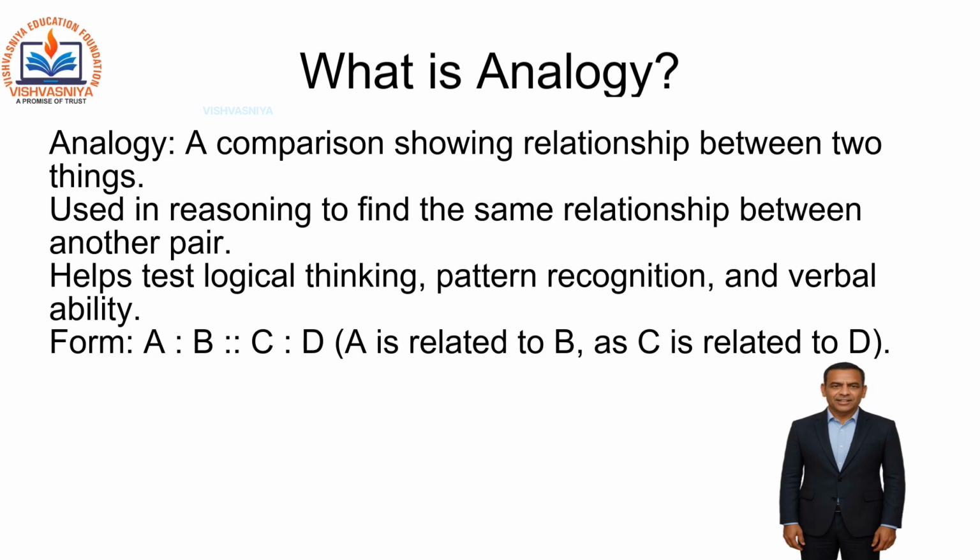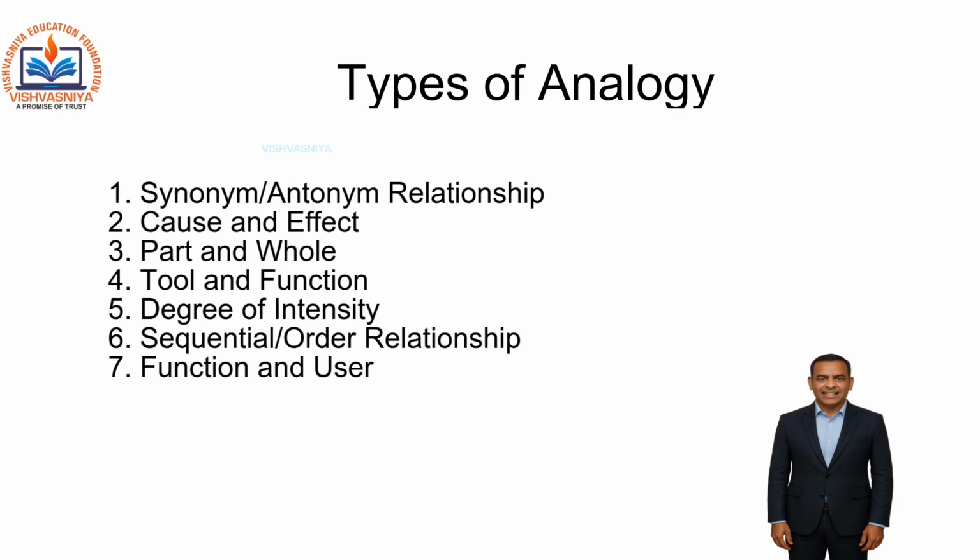Analogy involves comparing two things to show their relationship, often used in reasoning to identify similar relationships in another pair. It tests logical thinking, pattern recognition, and verbal ability. Typically, it follows the form A, B, C, D, meaning A is related to B as C is related to D. Analogy types include synonym-antonym relationships, where words share or oppose meanings, and cause and effect, illustrating consequential links.